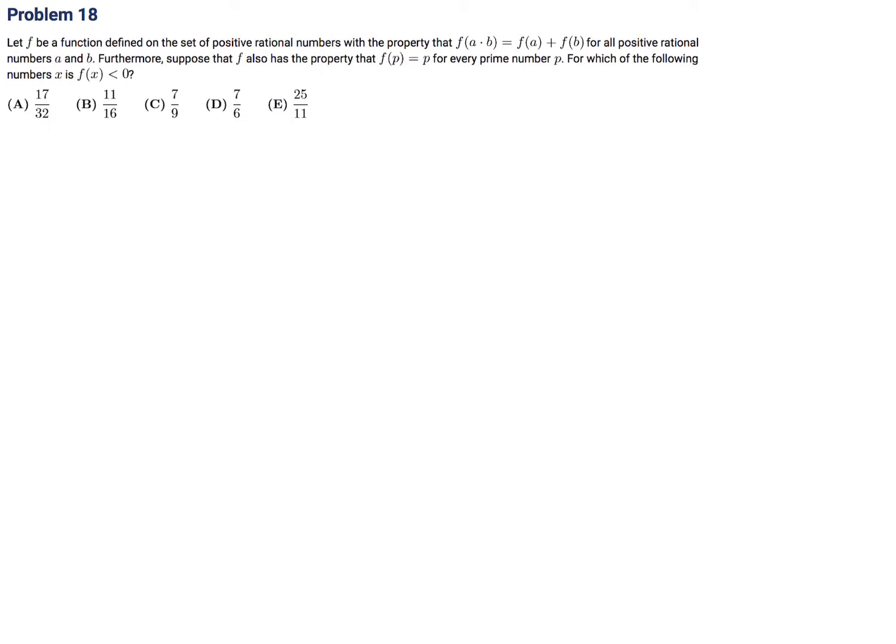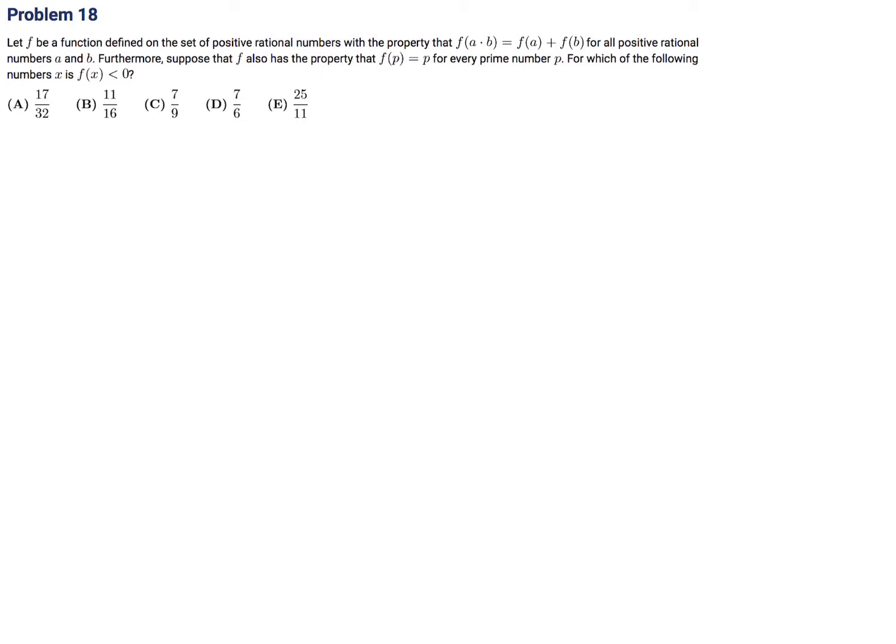Let f be a function defined on the set of positive rational numbers with the property that f at a times b is equal to f at a plus f at b for all positive rational numbers a, b. Furthermore, suppose that f also has the property that f at p is equal to p for every prime number p. For which of the following numbers is f at x less than 0? We have to go through the answer choices, and I'll go through all of them.